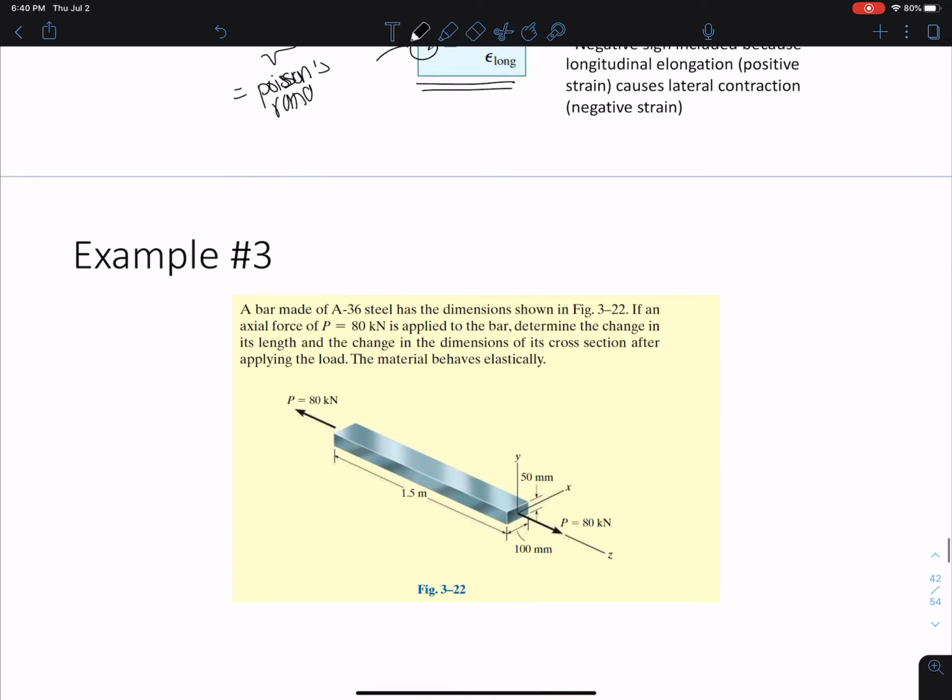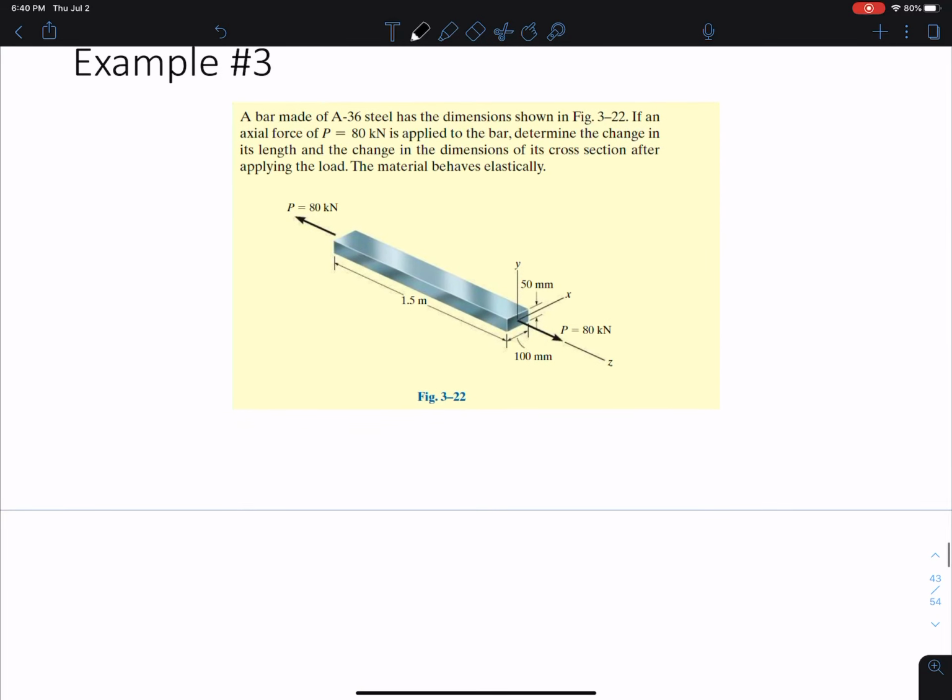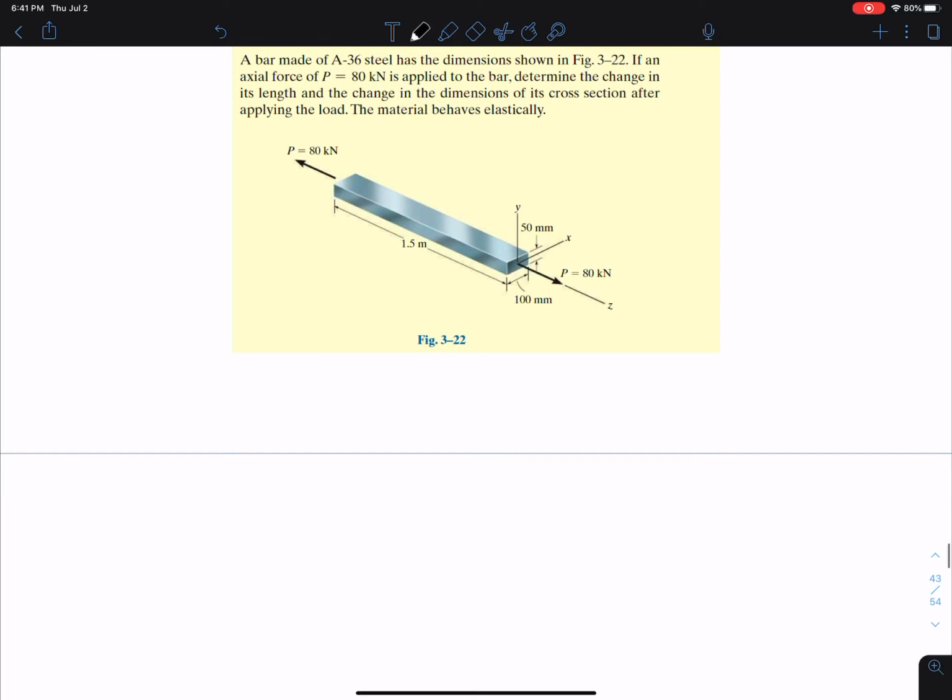Okay. So let's try another example where we have to deal with Poisson's ratio to help us solve what's going on. We have a bar of A36 steel and the dimensions are given, and we have an axial force of 80 kilonewtons applied to the bar, and we want to know the change in length and the change in dimensions of its cross section after we apply the load. We know, because they're telling us, that the material behaves elastically. The first thing we can do here is find the normal stress in the bar.